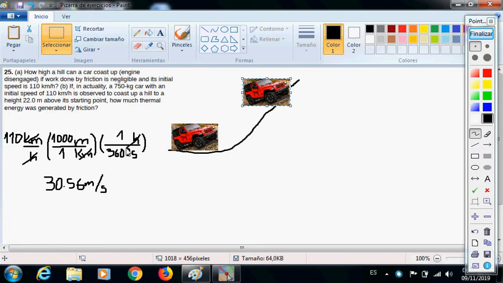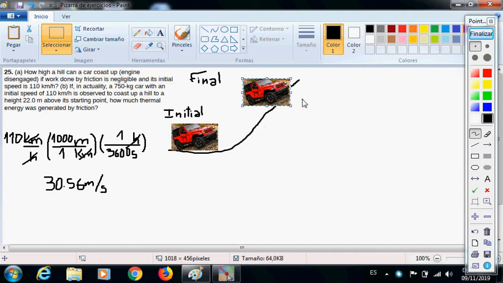Okay. In this exercise, we have to use the equation for conservative systems, since there is no friction. Moreover, since the engine is disengaged, the car won't speed up, so it will climb with its initial speed until gravity makes it stop. So we have an initial situation and a final situation where the car has achieved the maximum height.